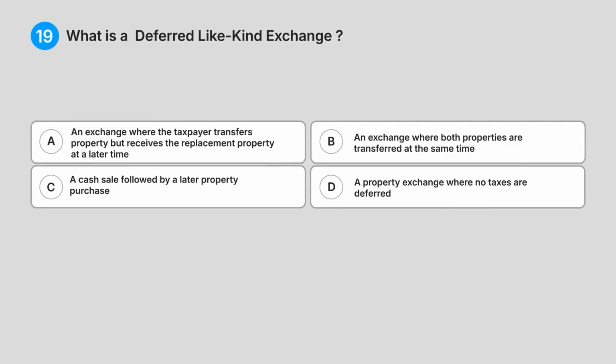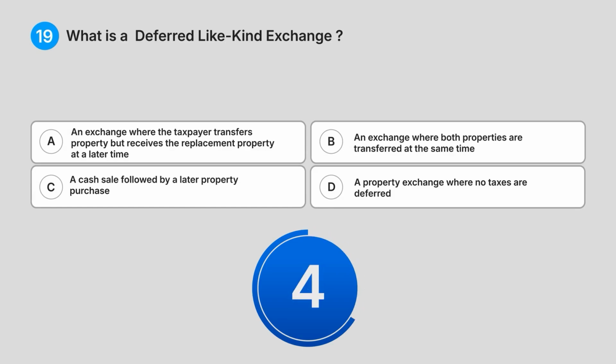19. What is a deferred like-kind exchange? A. An exchange where the taxpayer transfers property but receives the replacement property at a later time. B. An exchange where both properties are transferred at the same time. C. A cash sale followed by a later property purchase. D. A property exchange where no taxes are deferred. What do you think is the answer?